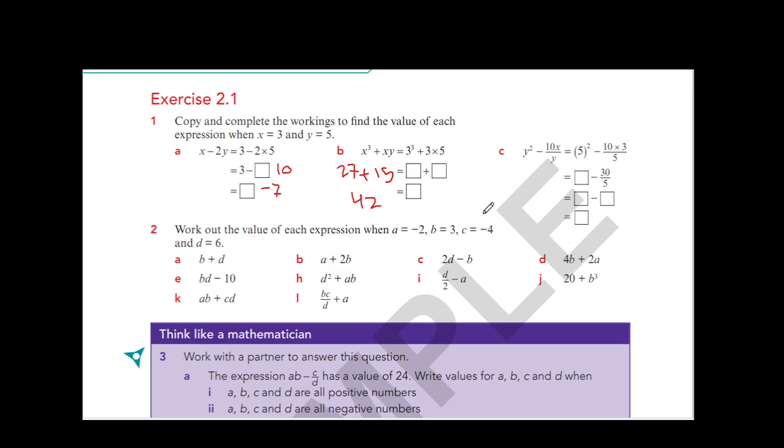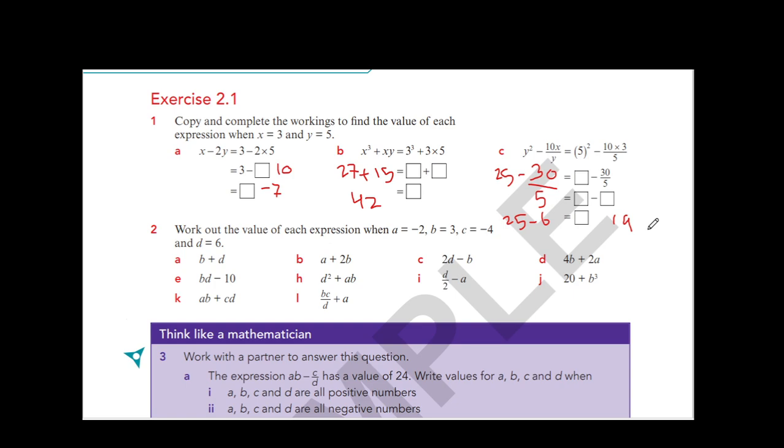Okay, part C. In part C, the expression is y squared minus 10x over y. So the value of y is 5 and the value of x is 3. By taking the square of 5, the answer will be 25, and by solving the fraction, minus 10 multiplied by 3 will be 30 over 5. So by solving the expression, 30 over 5 will be 6, and 25 minus 6, the answer will be 19. So the answer of question number 1 part C is 19.